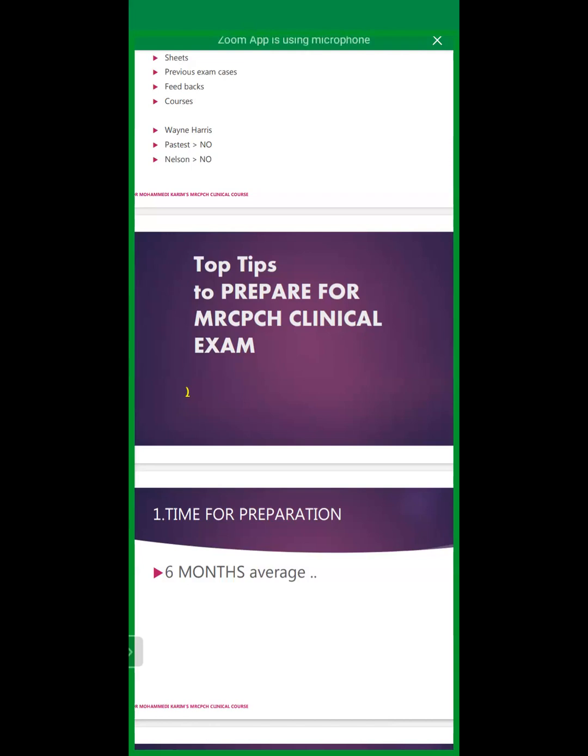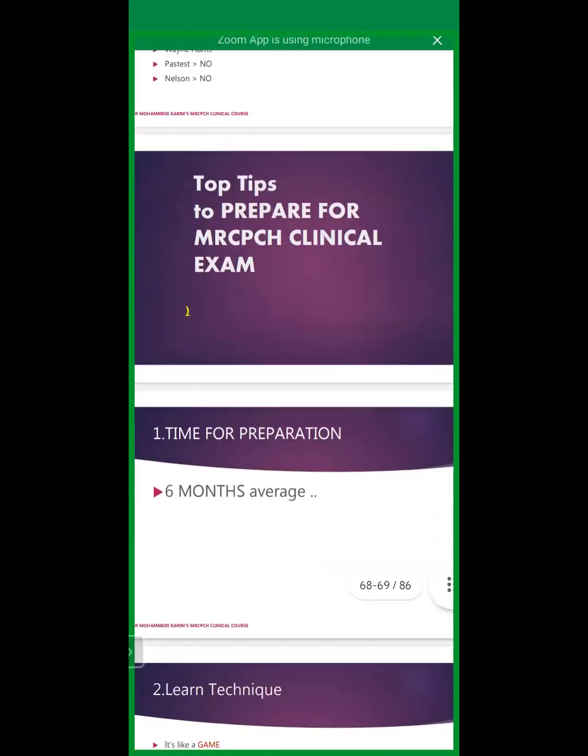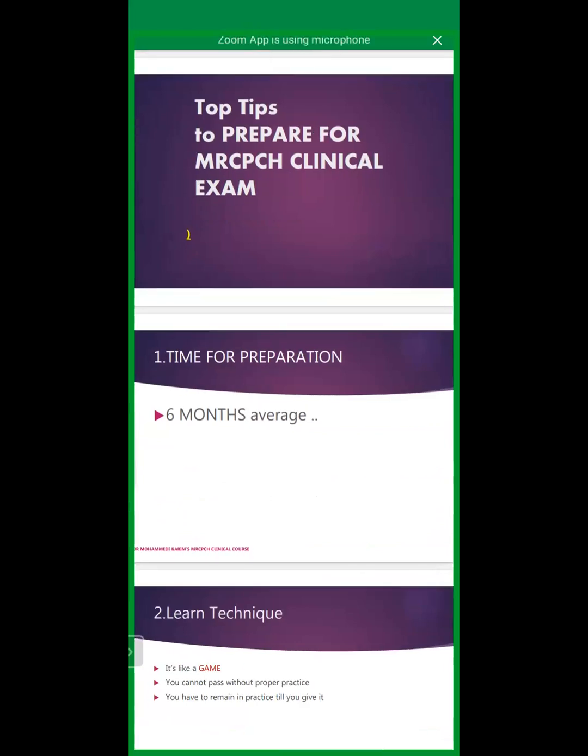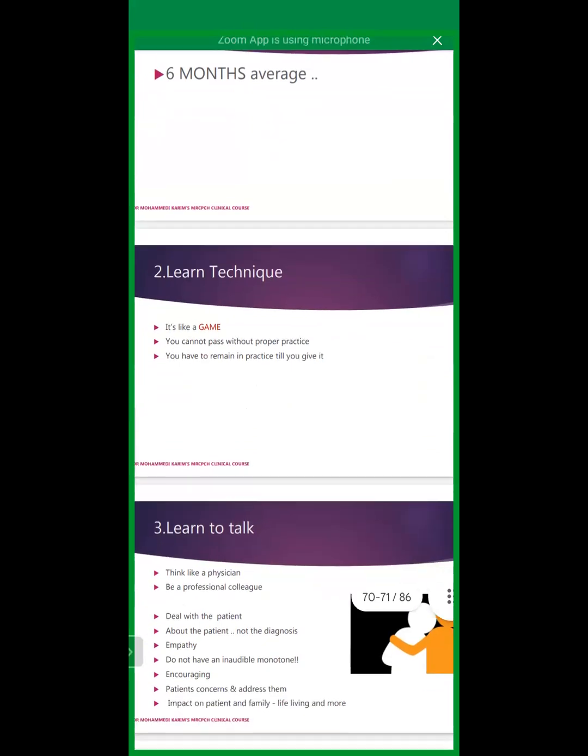So, your top tips for preparation for the clinical exam. I've already done a tip session with my candidates, but I'm going to just tell you a bit. This is like a game. You have to learn how to give the exam, okay? Without knowledge, of course you cannot pass, but without the technique, you will definitely not pass if you don't know how to do the exam in the way they want you to do it.